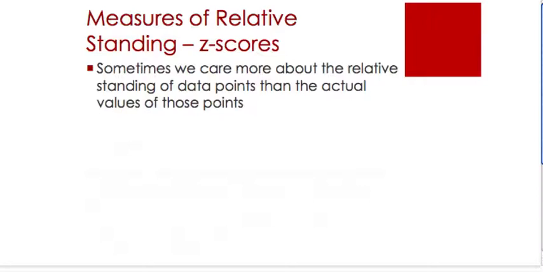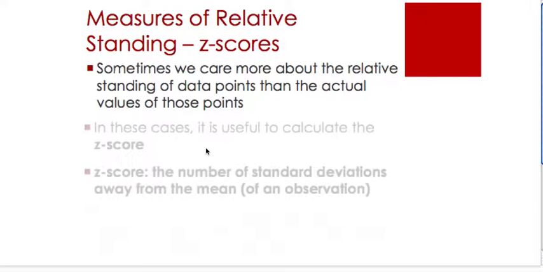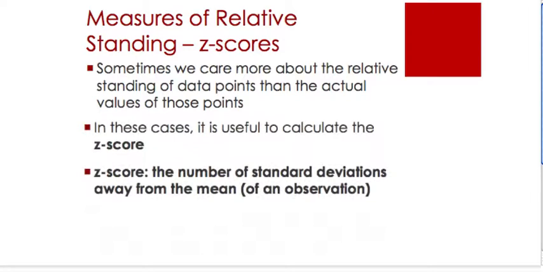So the reason for z-scores is sometimes we care more about the relative standing of data points than we do the actual values of those points. In other words, I might not care so much about my actual test score. I might care more about where my score falls in relation to everybody else. In these cases, it's useful to be able to calculate a z-score.